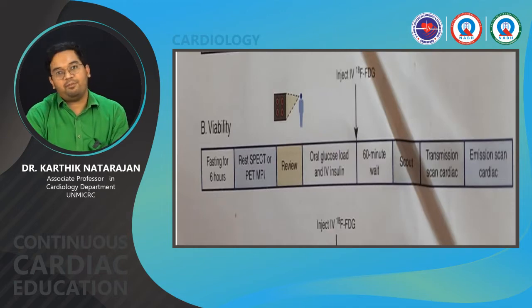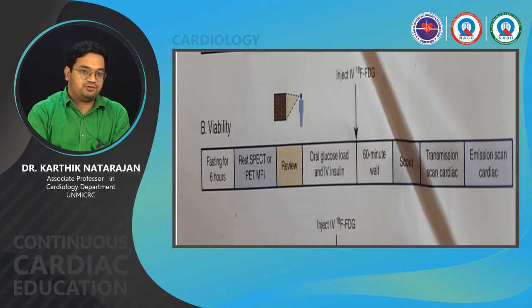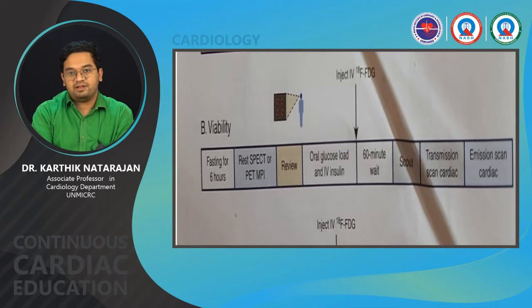This is how you perform a dual scan with PET. You keep the patient fasting for 6 hours, do a rest scan just like you do a SPECT scan, review, then give the patient oral glucose load and IV insulin, and then inject IV 18-fluorodeoxyglucose, wait for 60 minutes and take a scan.